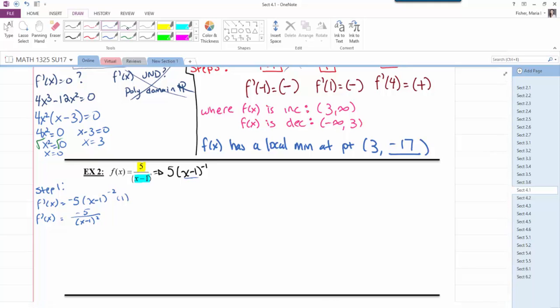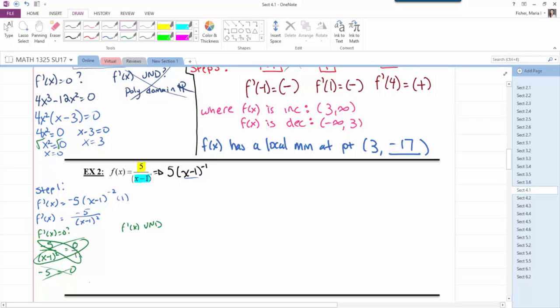Then I need to find those partition numbers, so I need to figure out where this first derivative is equal to 0, and where this first derivative is undefined. So if I set the first derivative, negative 5 over x minus 1 squared, equal to 0 to solve, again, I can always put this 0 over 1 and cross multiply. Well, 1 times negative 5 is negative 5, and 0 times x minus 1 squared is equal to 0. Well, negative 5 doesn't equal 0. That doesn't make sense. So there is no place where this first derivative is equal to 0.